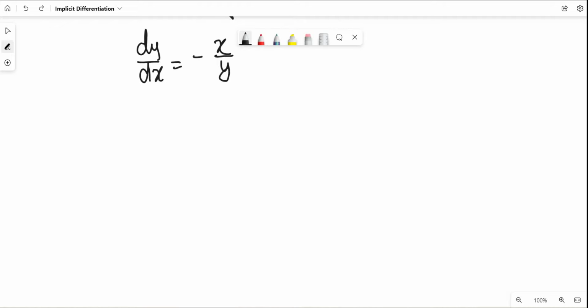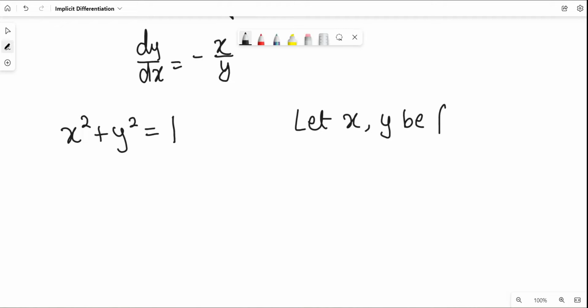And it's really interesting because the first step is actually to increase the number of variables, because we start with the equation for a circle. That's the equation for a circle. And we say let x and y be functions of, let's create a new variable, let's call it t. So now x and y are functions of t, so we can differentiate them with respect to t.